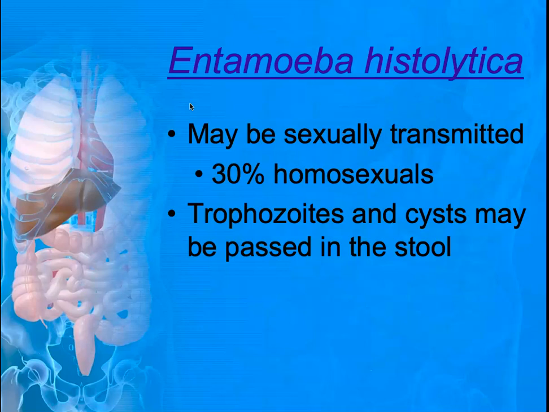So trophs and cysts may be passed in the stool, but trophs are not infective. And the cysts are very environmentally resistant, meaning they can live as much as a month in the environment. They do prefer a moist environment, so drying or boiling the water or chemicals will destroy it. But it can absolutely survive in the environment. It's got a thick shell, a thick cell wall.